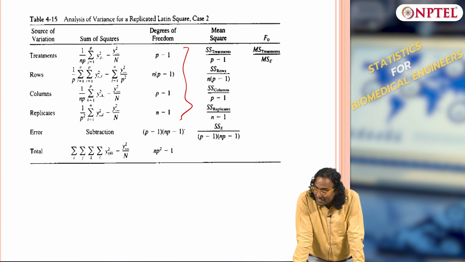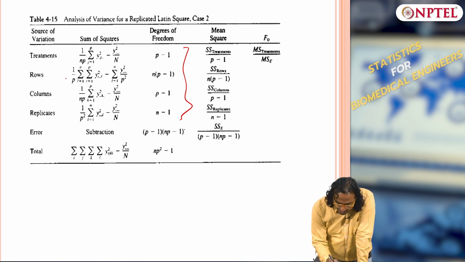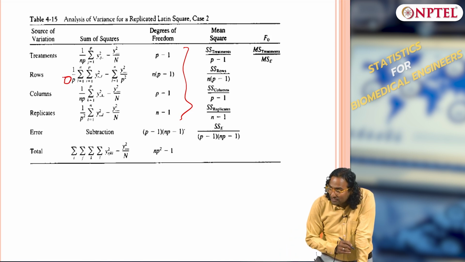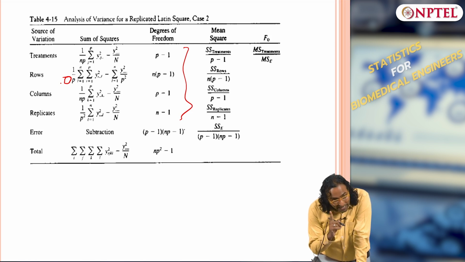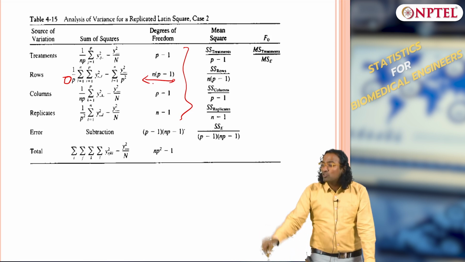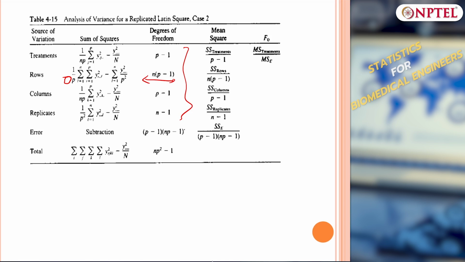Look at the degrees of freedom of rows; everything remains the same. For the one which is not replicated, it should be NP if it were exactly replicated. You have not exactly replicated it, so what will happen? You have to consider only within that particular block, and the degrees of freedom will go higher. So it is not exactly p minus 1, because you have not replicated properly; it is p minus 1 for each block, so it will be n into p minus 1.